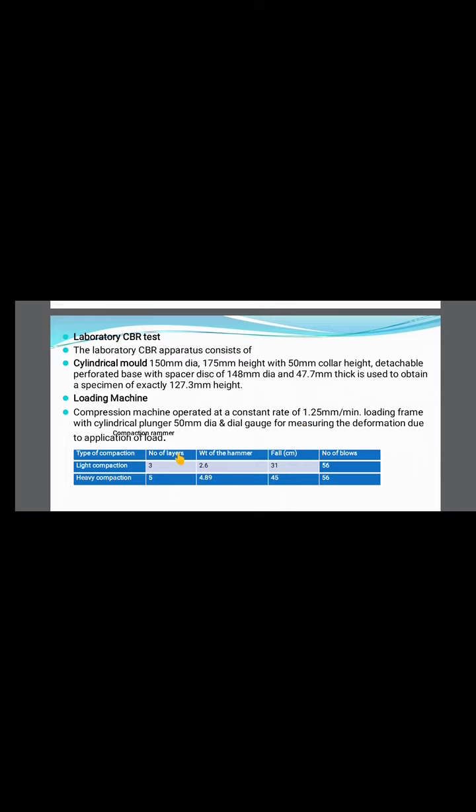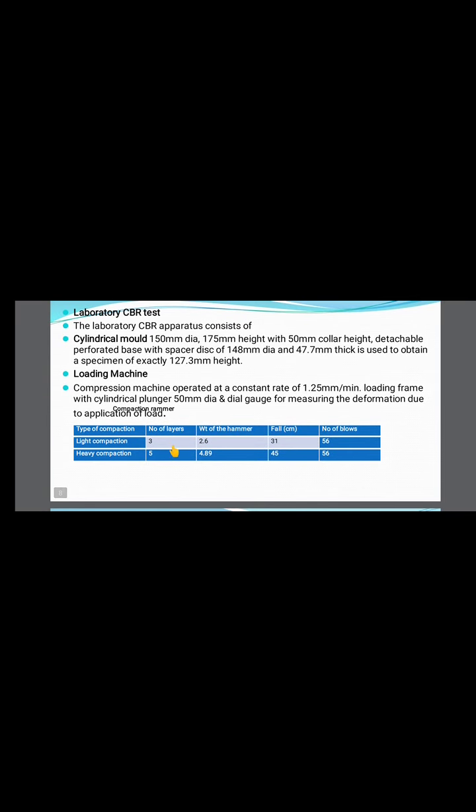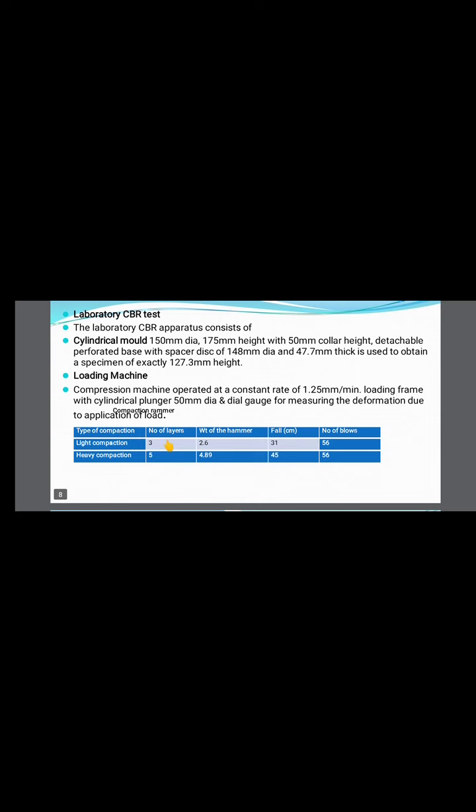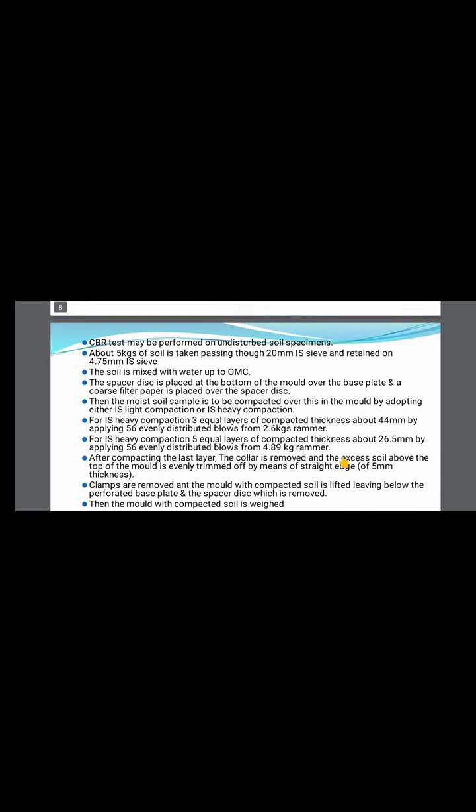Type of compaction: we have light compaction and heavy compaction. Number of layers in light compaction is 3, in heavy compaction it is 5. Weight of hammer is 2.6 in light, 4.89 in heavy. Fall is from 31 centimeter, here the fall is from 45. Number of blows given is 56 in both the cases.